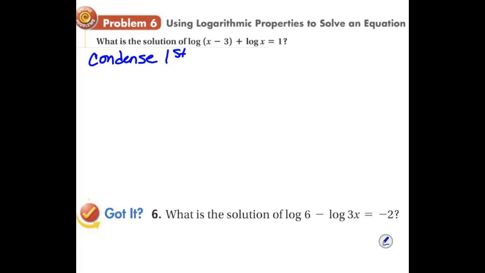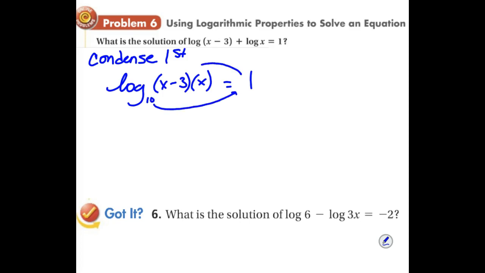If you have a log plus another log, when you condense it, it turns into what? Multiplication. So we're going to write this as the log of x minus 3 times x equaling 1. So I've now condensed it down to a single log. Now I can rewrite it exponentially, like we did on the first 2 examples. So my base is 10. 10 to the first power gets me this.